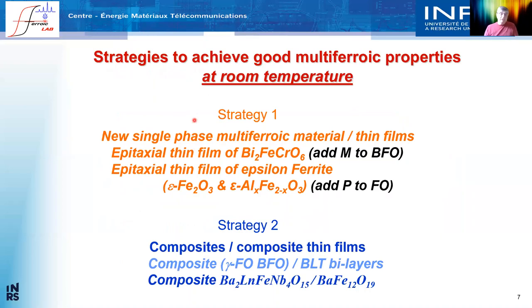So there are different strategies to achieve good multiferroic properties at room temperature. Again, room temperature because you want applications. For a single phase multiferroic, you can try to add or to improve the magnetism of a ferroelectric material, which is basically what we have done with BFCO and BFO. Or you can try to add some polar properties or ferroelectricity to a magnetic material, which is what I will show you with the epsilon ferrite phase.